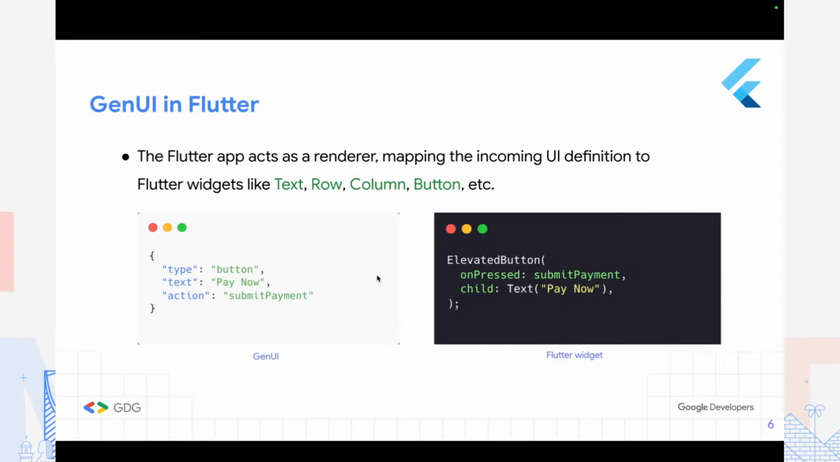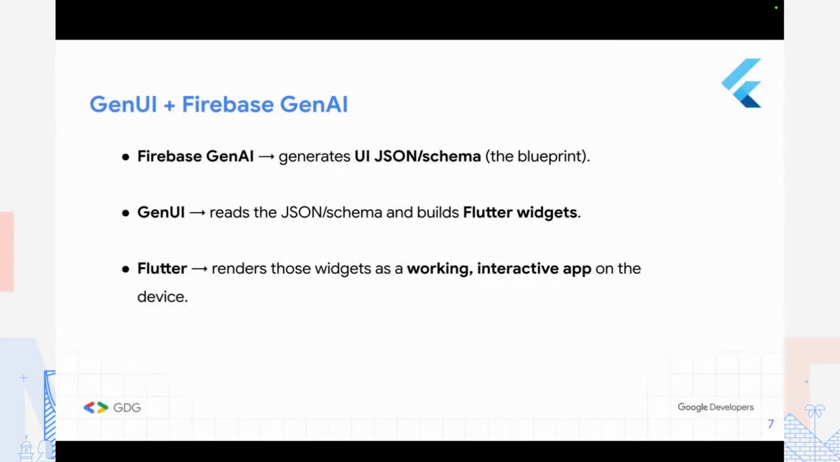So widgets like text, row, column, button, and so on, are going to be rendered by Flutter. So these are the kind of widgets that will be generated by the GenUI and are rendered by Flutter. So let's see how we can use generative UI with Gen AI in Flutter, Firebase Gen AI in Flutter.